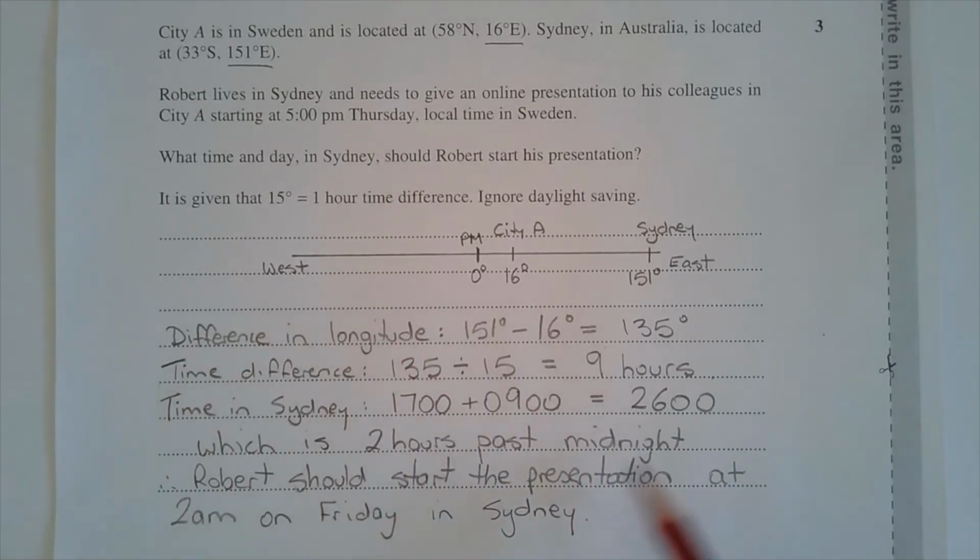So interpreting this result, this means that Robert should start the presentation at 2 a.m. on Friday in Sydney.